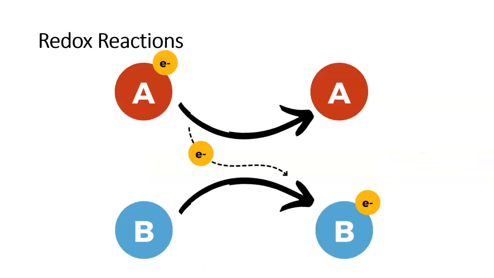The process of extracting energy from organic molecules like glucose involves redox reactions. Redox reactions occur when an electron from one molecule is removed and given to another molecule. So here, this electron is being moved from A to B. The process of removing an electron is called oxidation, and the process of adding electrons to a molecule is called reduction.